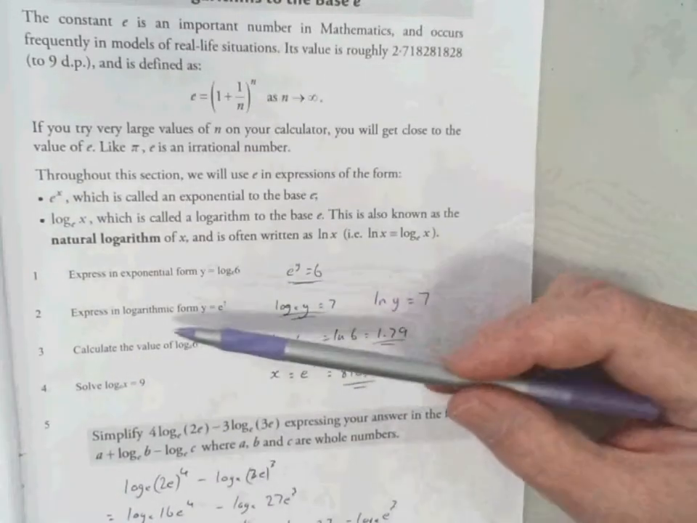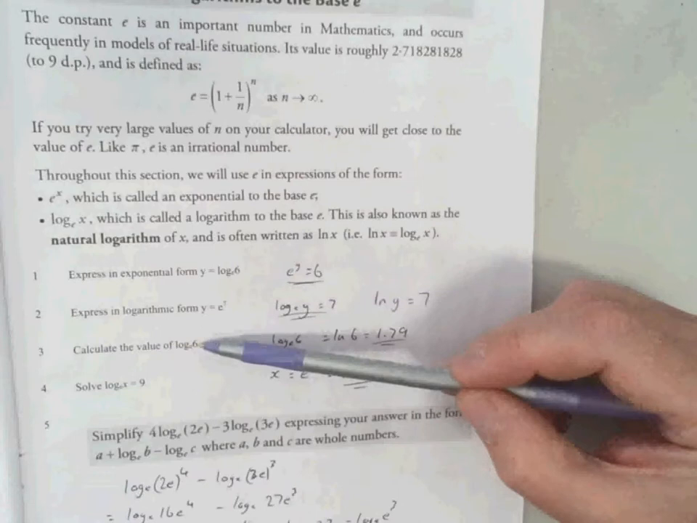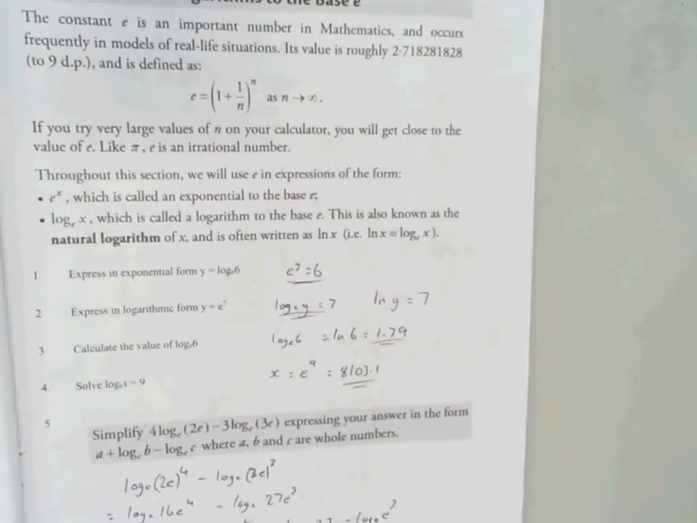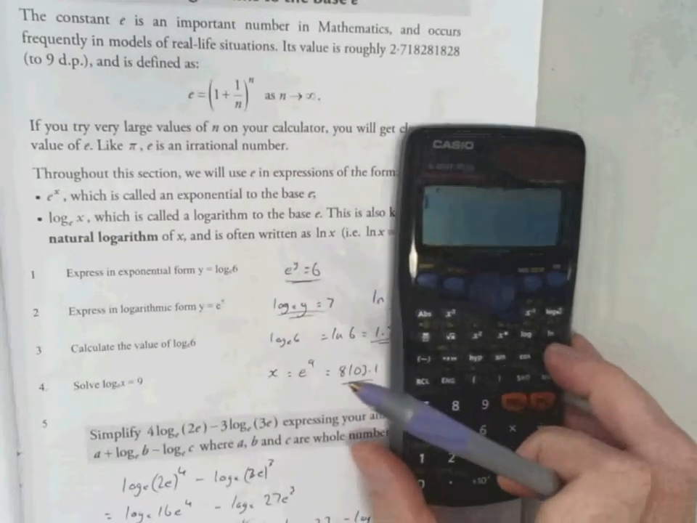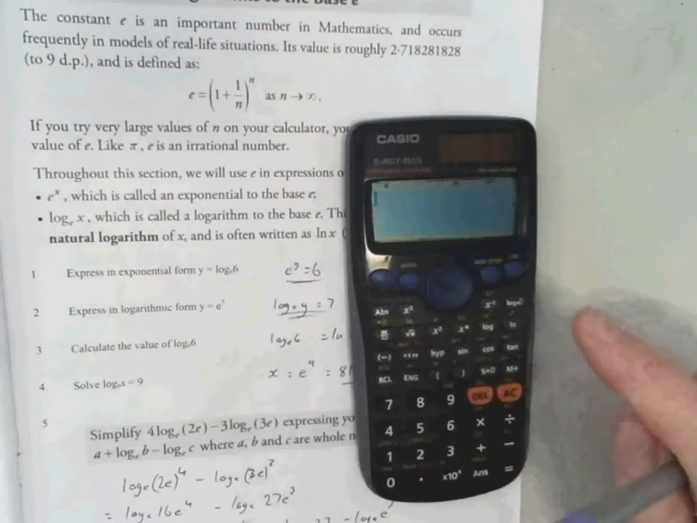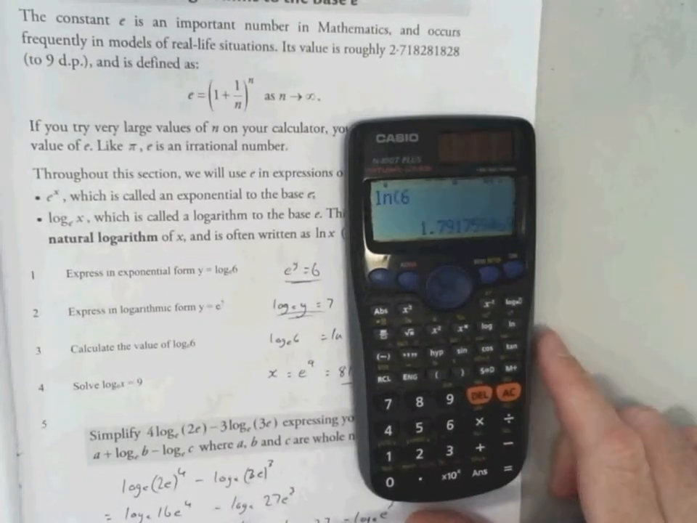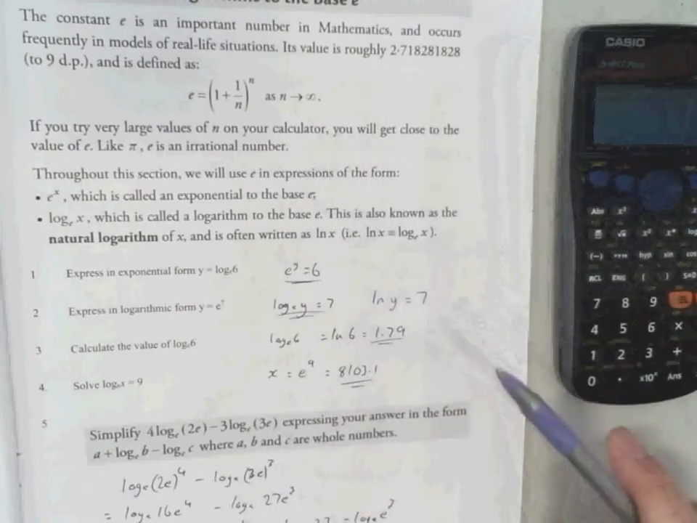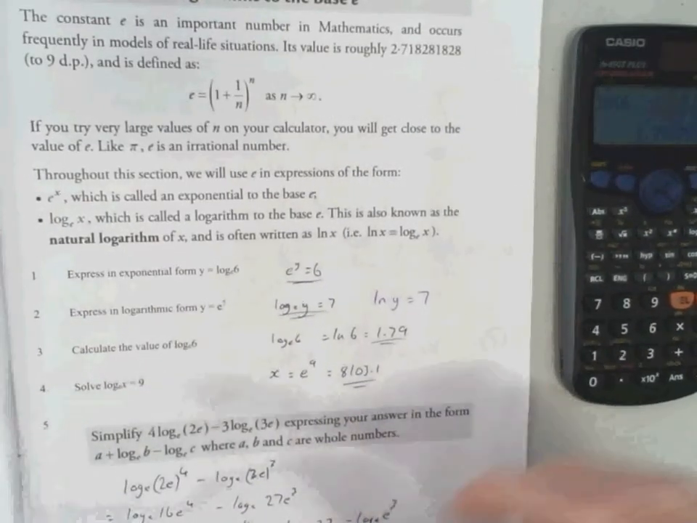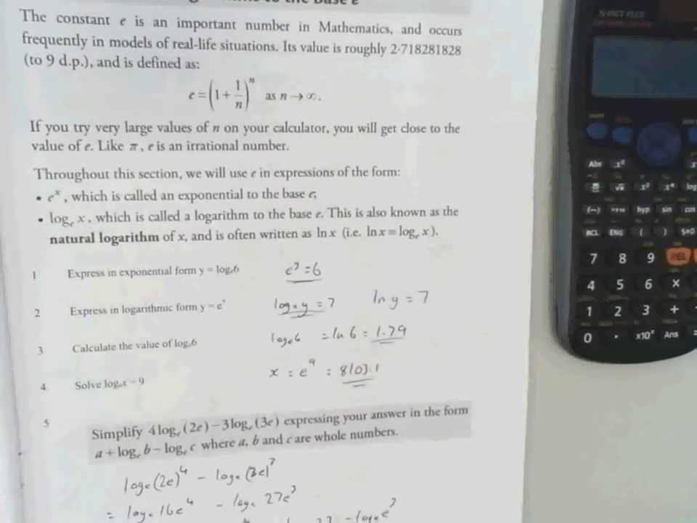Question number 3, calculate the value of log to the base e of 6. So for that one, I would just use the ln button, the natural logarithm button on my calculator. So ln 6, 1.79175, etc. So rounded to 2 decimal places, that would be 1.79.